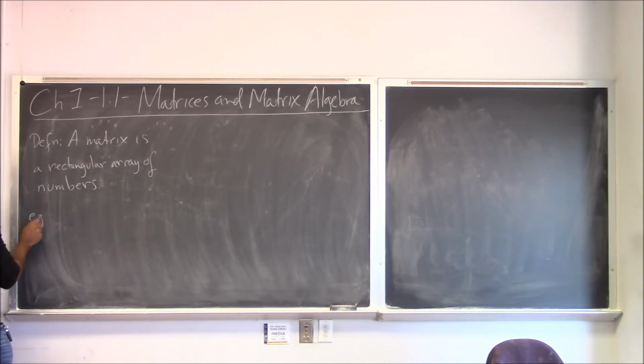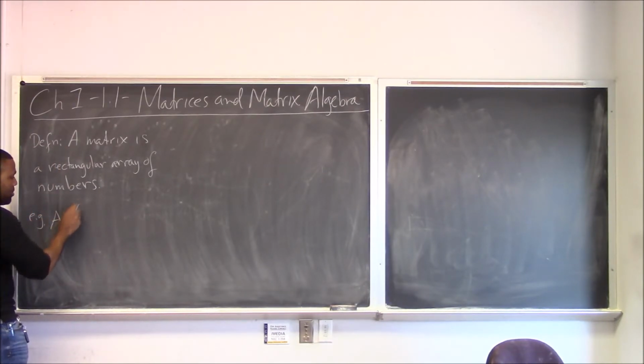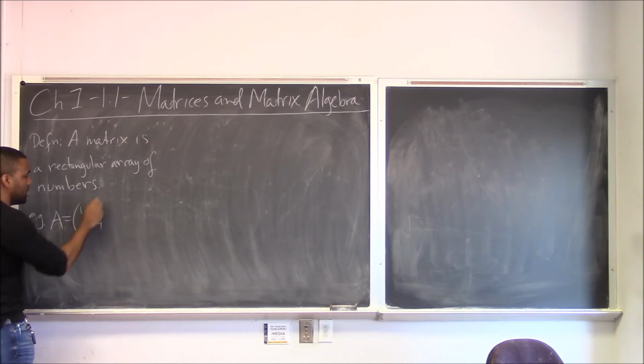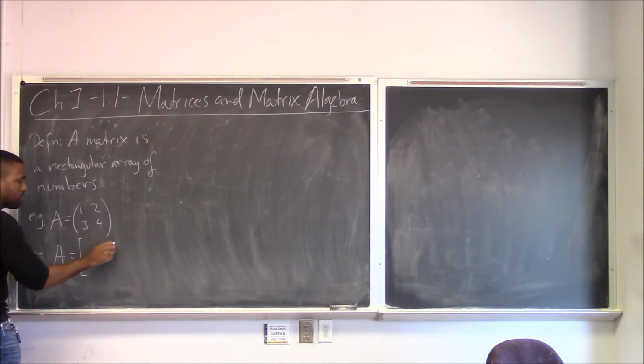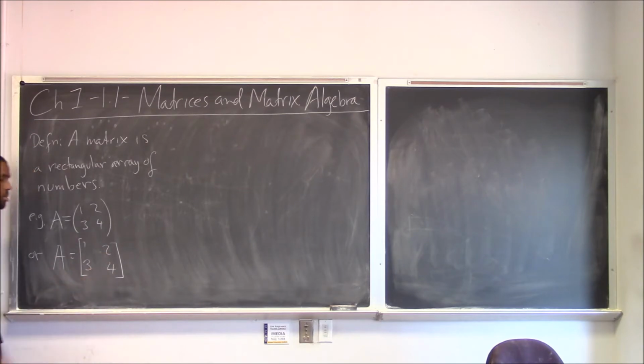So example, 1, 2, 3, 4 is a matrix. Or you can use either notations as this as well. They mean exactly the same thing. It's just, I'll usually write this one because it's easier to write parentheses on a blackboard than it is to do this. That takes like 3 strokes where this is just 1 stroke.